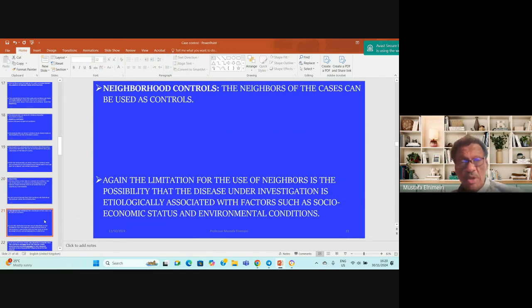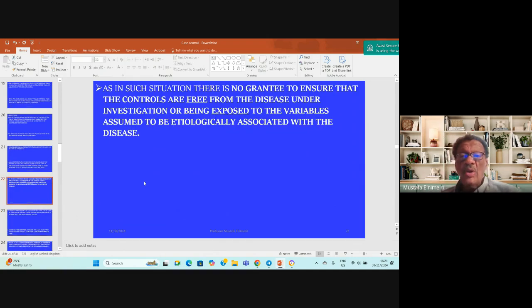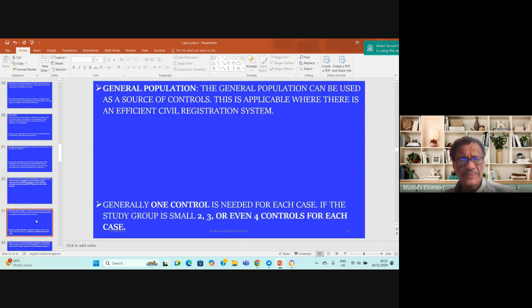Neighborhood controls can also be used as controls. Again, the limitation for the use of neighborhood as controls is the possibility that the disease under investigation is etiologically associated with factors such as socioeconomic status or environmental conditions. In such a situation, there is no guarantee that the controls are free from the disease under investigation or not exposed to the variables assumed to be etiologically associated with the disease.